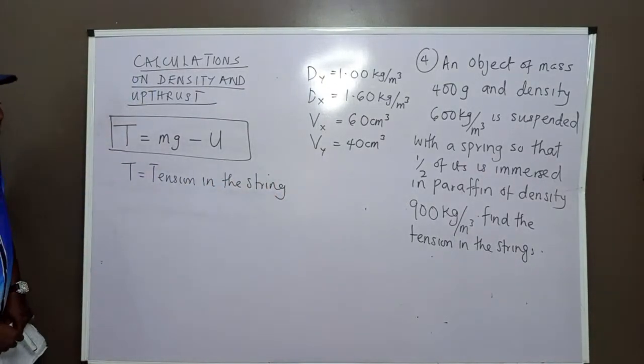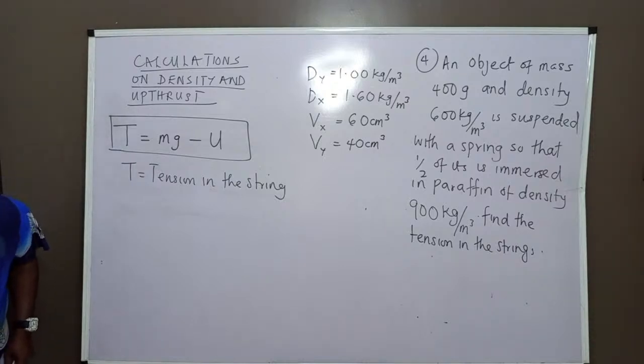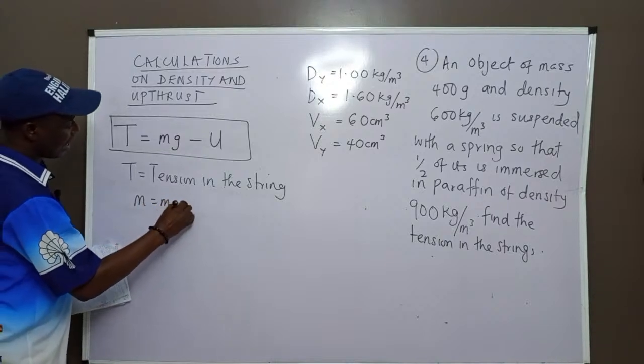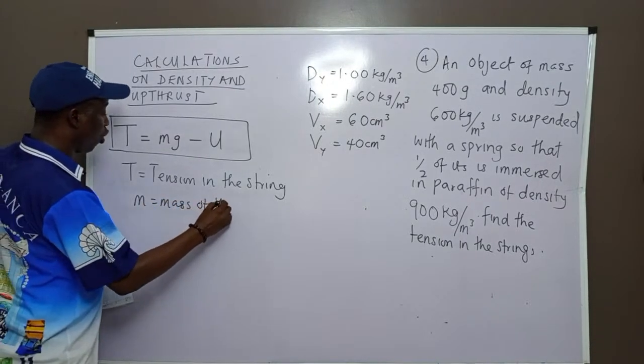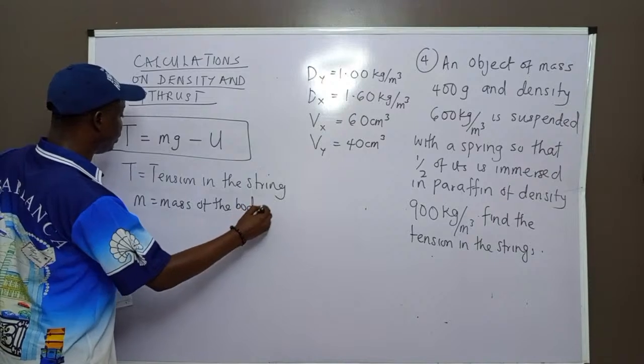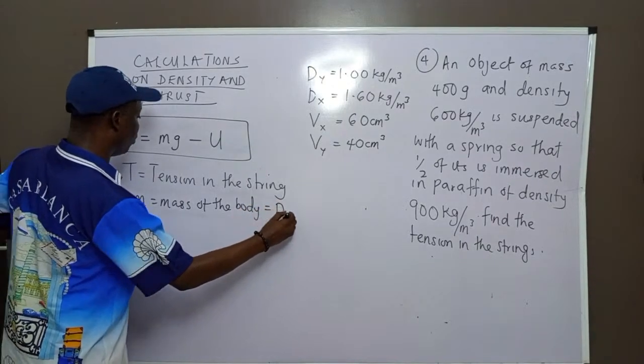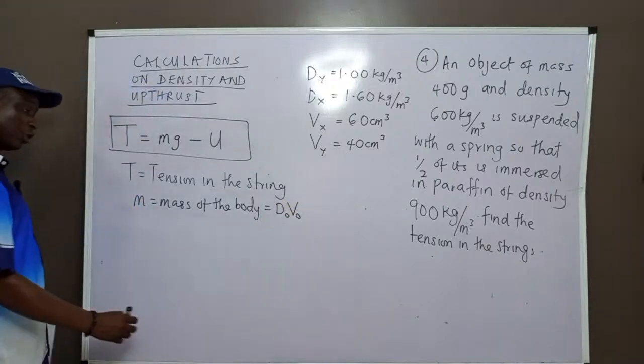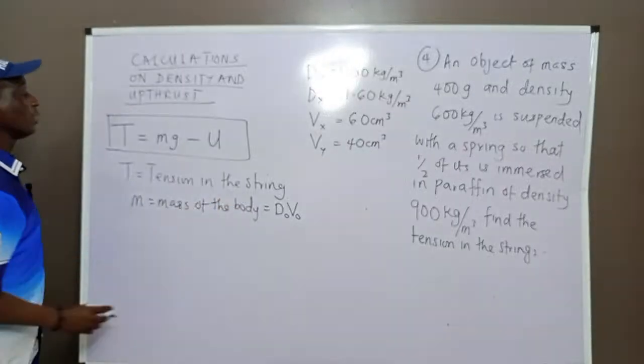Don't forget. What about the what? M. M is the mass of the body, which is equal to the density of the body of the object times the volume of the object. The same one. In case you are not given mass, that's what you are going to use.